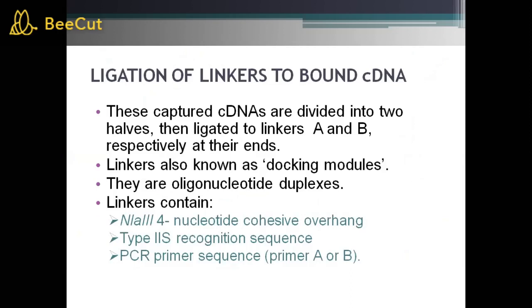The next step is ligation of linkers to bound cDNA. These captured cDNAs are divided into two halves, then ligated to linker A and linker B respectively at their ends. So after digestion, we have to divide this captured cDNA into two equal halves, and the first half we have to ligate with linker A, and the second half with linker B.